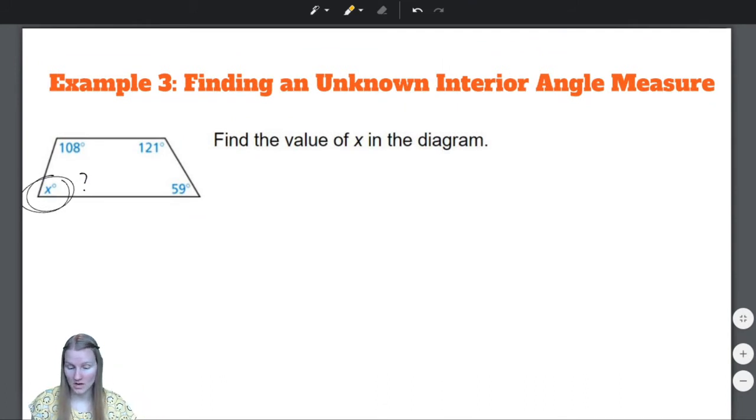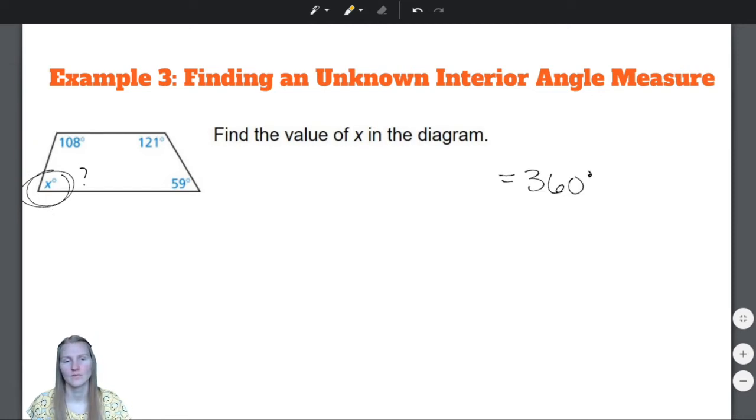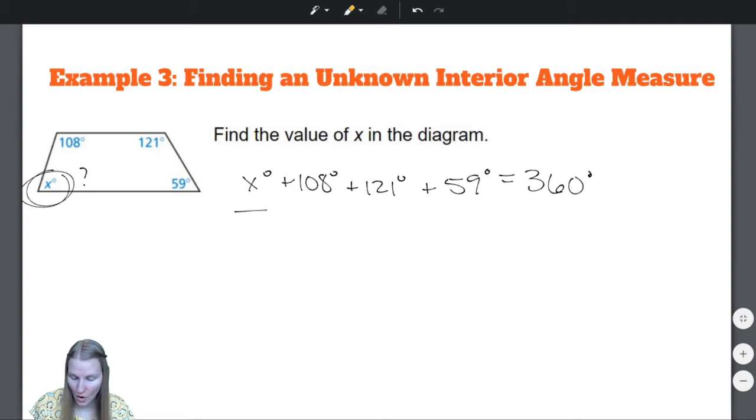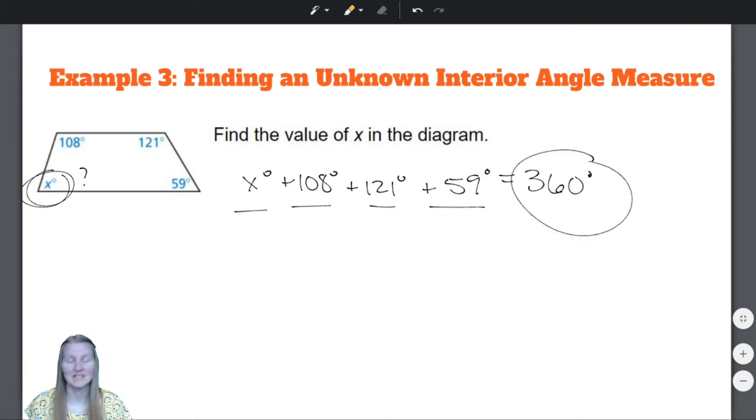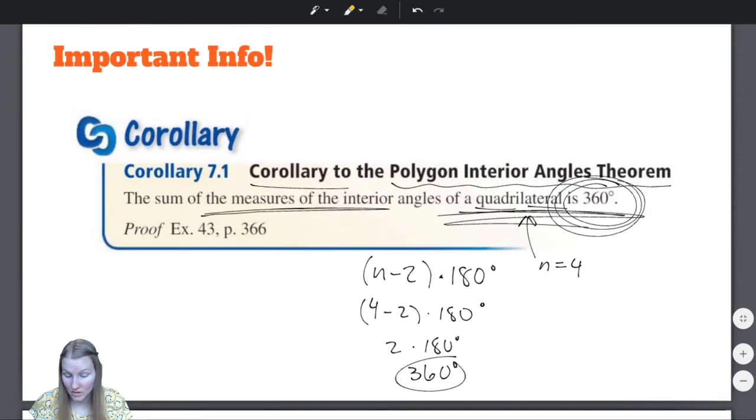So we know that if we add up all the degrees in this quadrilateral, we should get 360. So if we take x degrees plus 108 degrees plus 121 degrees plus 59 degrees, if I add all of these angles together, I need to get 360 degrees. Because the sum of the measures of the interior angles of a quadrilateral is 360 degrees. Remember, 360 is for quadrilaterals specifically.